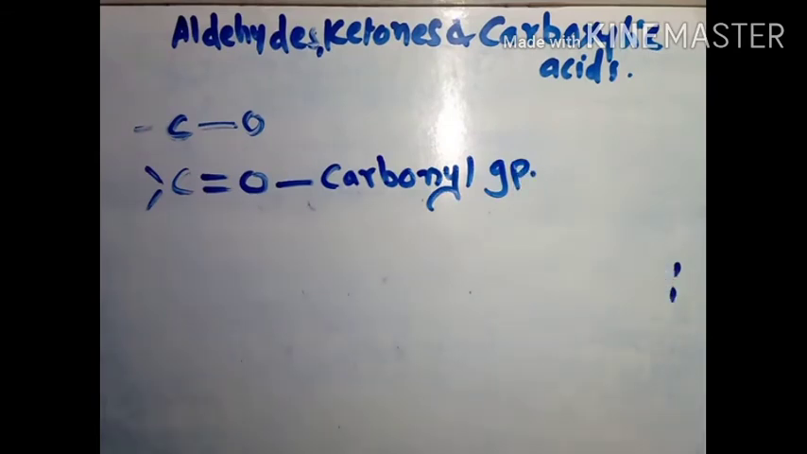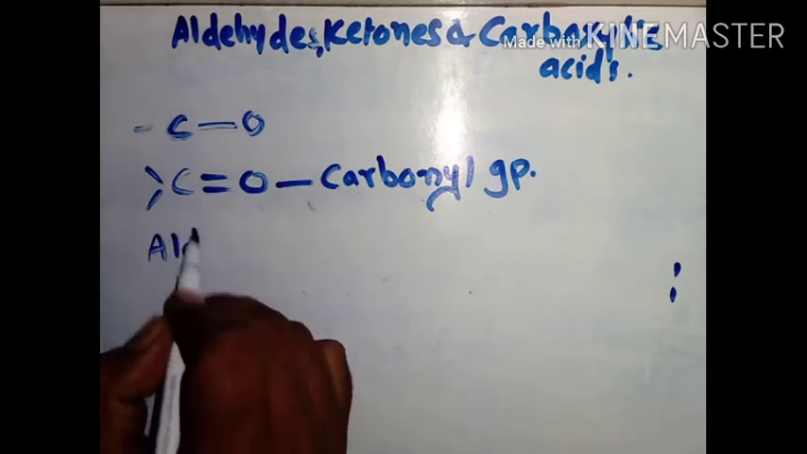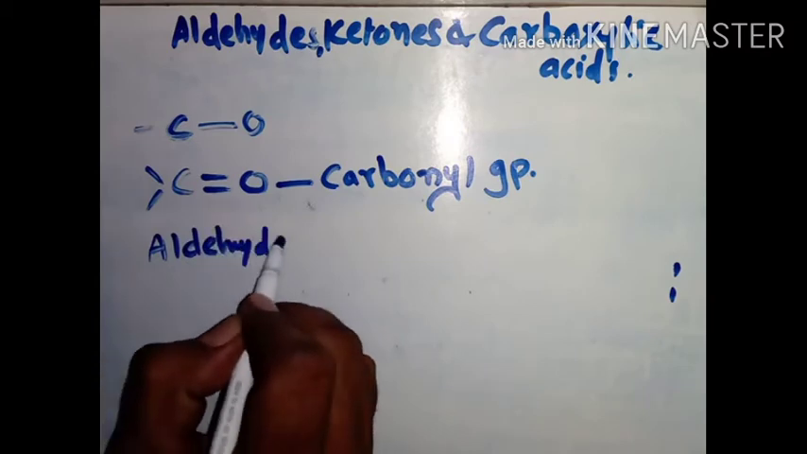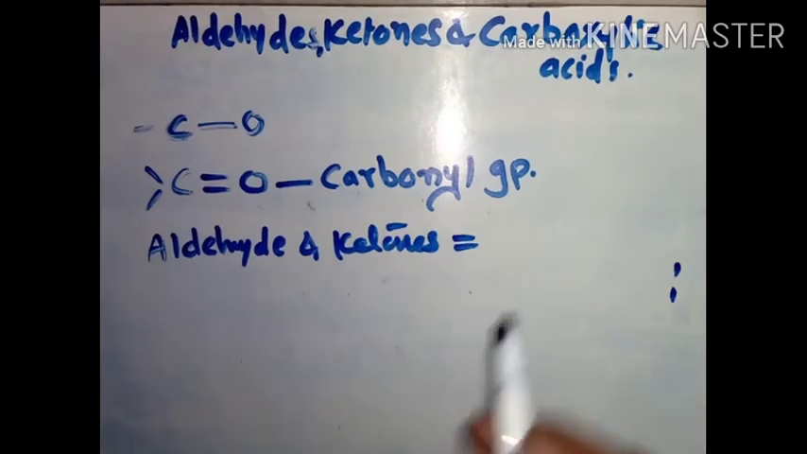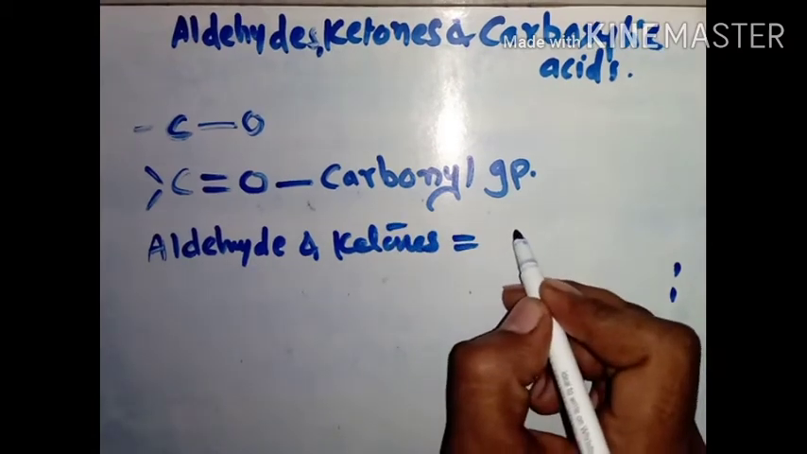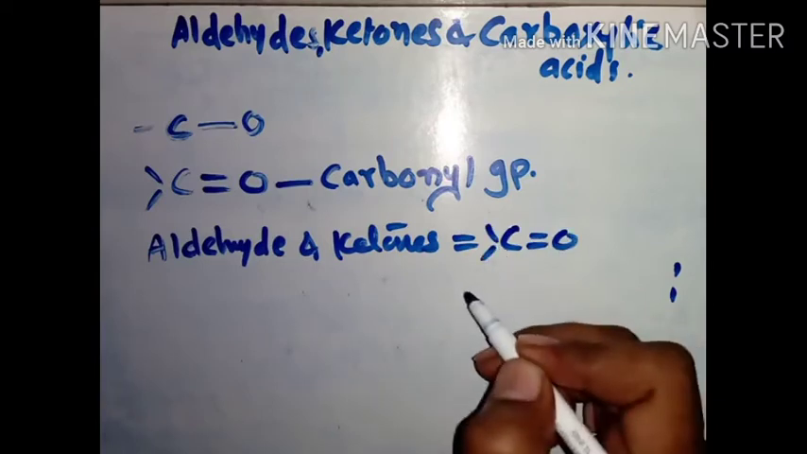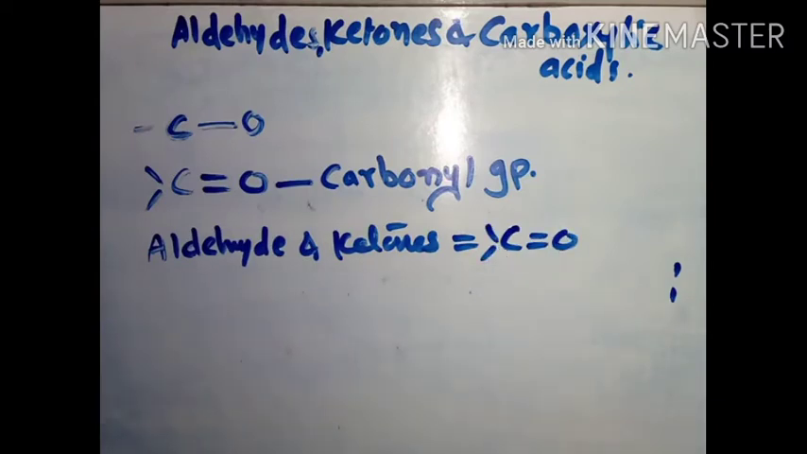Which is one of the most important functional groups in organic chemistry. Now both the aldehyde and ketones, both of these organic compounds contain carbonyl group, that is a C double bond O. And this one is their functional group. So these compounds are also called as carbonyl compounds.